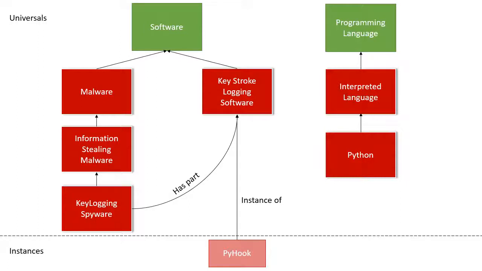This shows a few more of the terms that I introduced to help describe keyloggers. Keylogging spyware is a type of information stealing malware, which is a type of malware. It has keystroke logging software, of which PyHook is an instance, and I also introduce terms that could describe the Python implementation of PyHook.